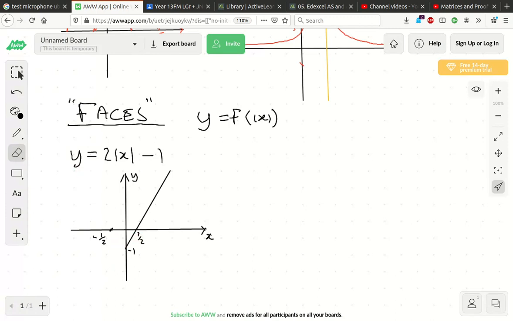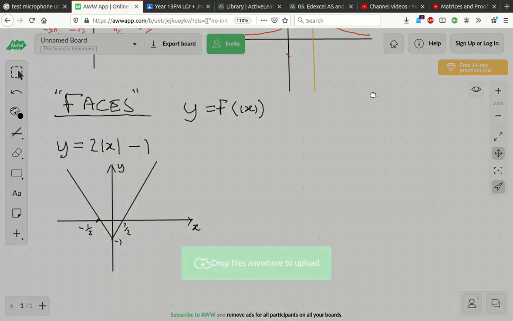Now, what is the result? The result is your graph will definitely have reflective symmetry in the y-axis. Why would I describe that as a face? Well, faces will always have reflective symmetry right down the middle of them, and hence it's a face. Hopefully that makes sense. Let me draw one more to give you an example. One more face.